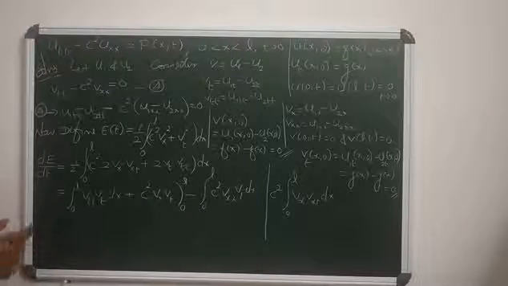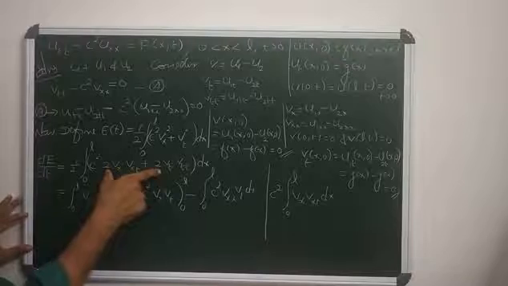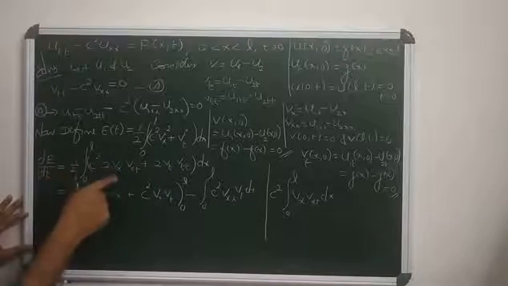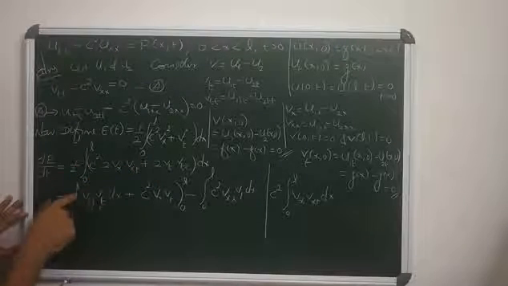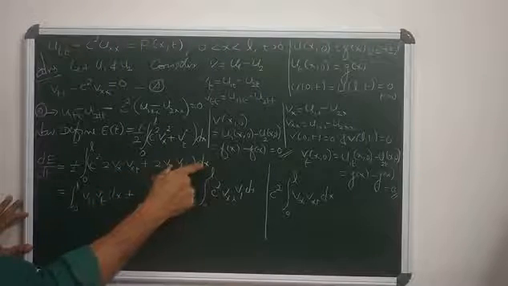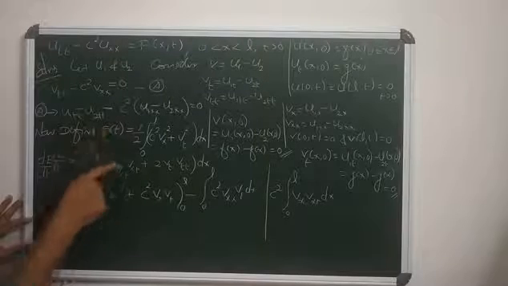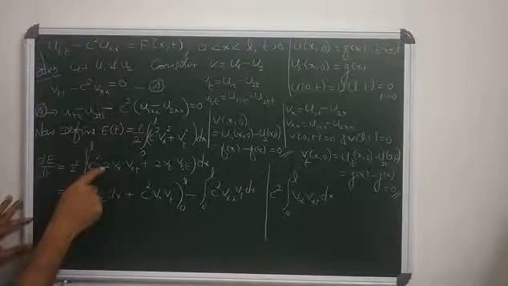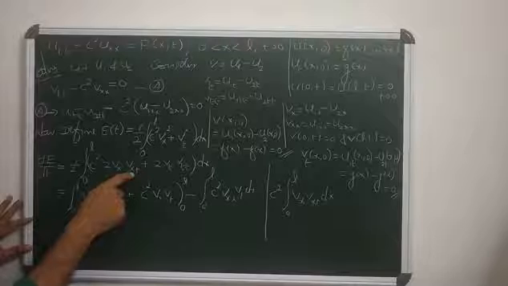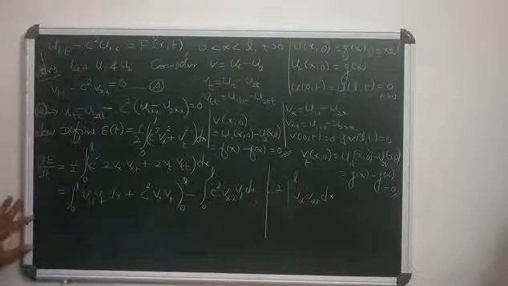Okay, listen, it is half of this one, 2 taken outside commonly, 2 cancelling each other. Then term by term integration, that is integral 0 to L vtt vt dx, plus the remaining first part, that is integral 0 to L c square vx vxt dx.